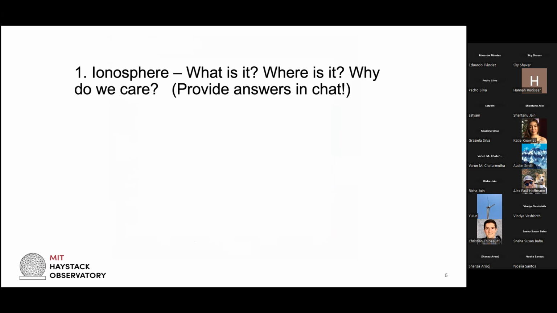I'm going to now ask, and you can answer this in the chat or attempt it: one, what is the ionosphere? Where is it? And why on earth do we care? It's really the last question I'm asking. Why do you think we care about it? Does anybody have any answers? I'll see if I can read any chat things. No answers here? It usually takes a minute for people to type in. There's usually one. That's a great answer. Yep.